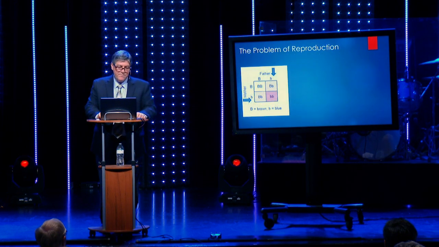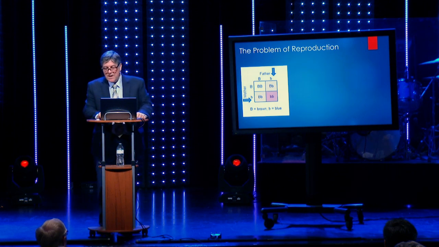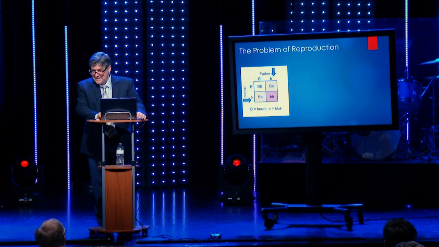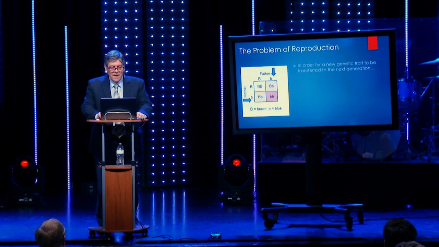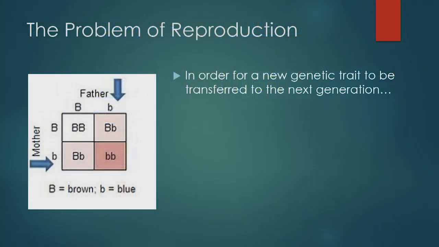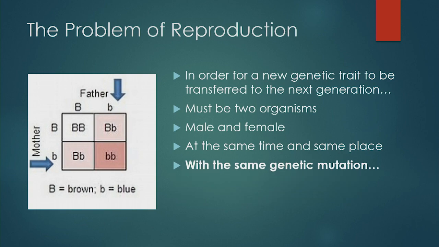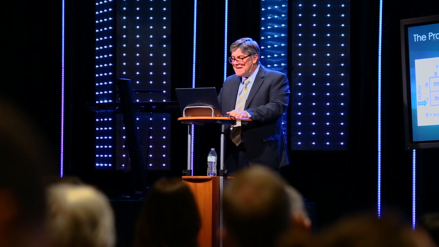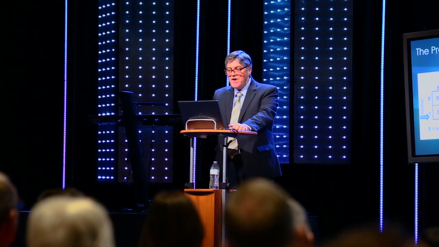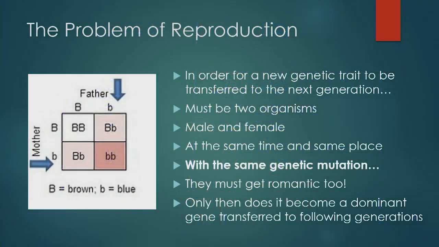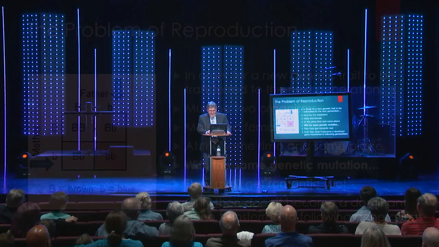And then there's the problem of reproduction. Now, there are a few exceptions to the rule, but in most cases, it takes two to tango. So, in other words, in order for a new genetic trait to be transferred to the next generation, there must be two organisms, male and female, at the same time and at the same place, with the same genetic mutation. They must get romantic. Only then does it become a dominant gene transferred to the following generations. Now, would anyone like to calculate the statistical probabilities of this actually happening on a grand scale?